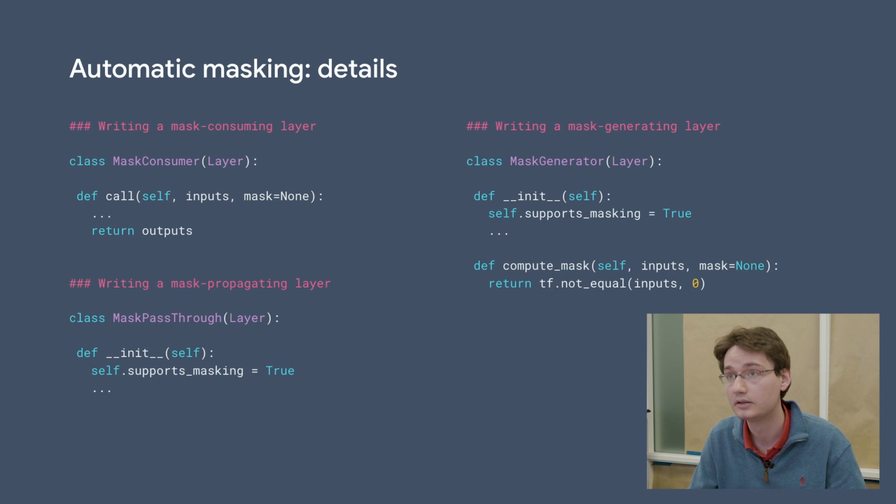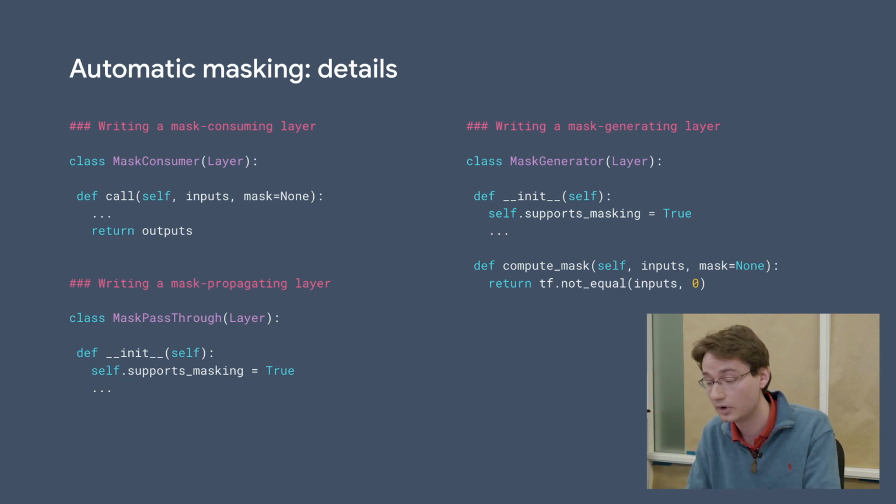So that compute_mask method didn't use the mask argument, but normally you would. So for instance, the embedding layer is going to ignore the mask argument and just generate the mask based on inputs. But if instead you have a concatenate layer, it's going to ignore the inputs and just generate the mask based on the prior mask argument.